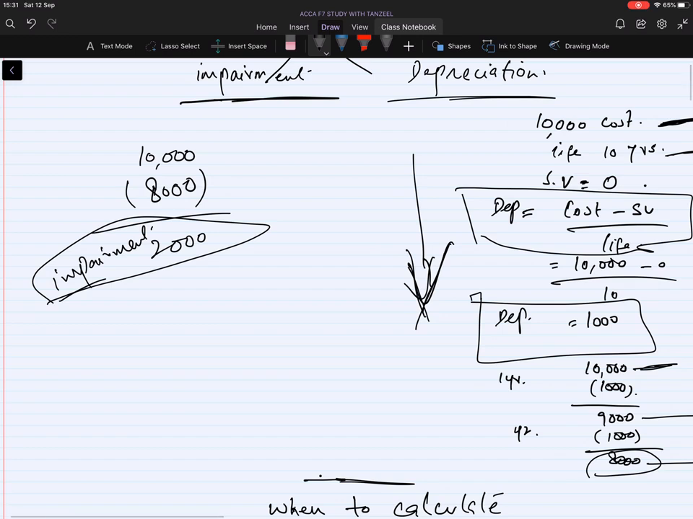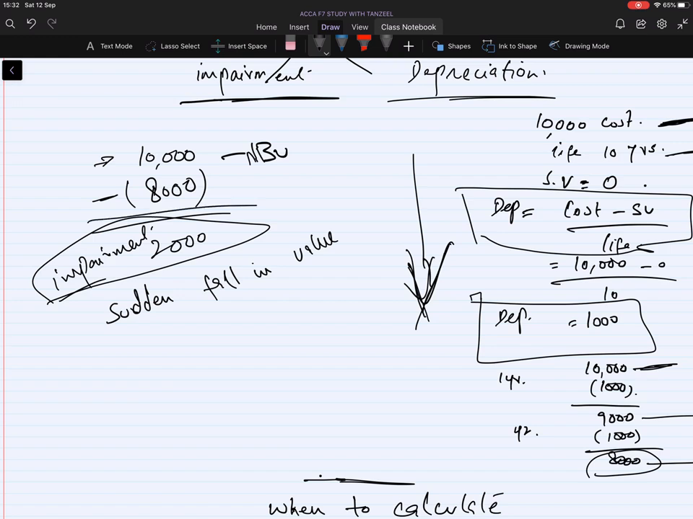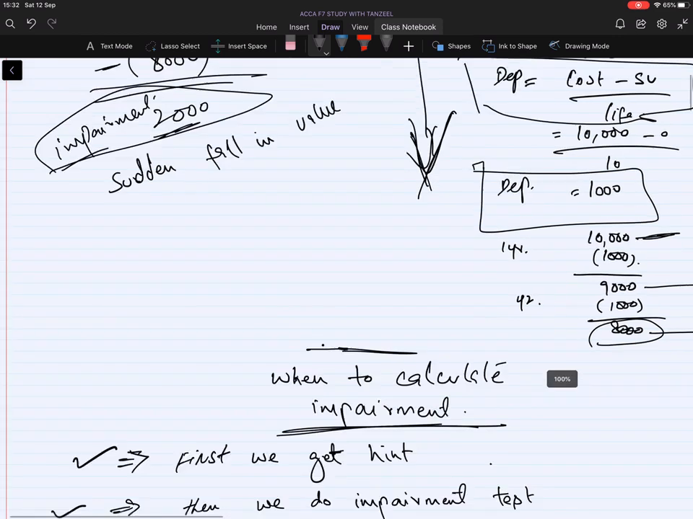But impairment is a sudden fall in value. Suppose you have an NBV of 10,000 and the recoverable amount is 8,000. It means you have an impairment of 2,000. The 2,000 has been reduced, like it suddenly fell down.